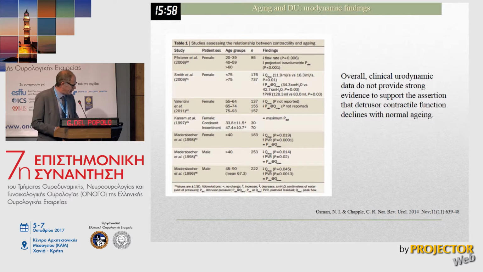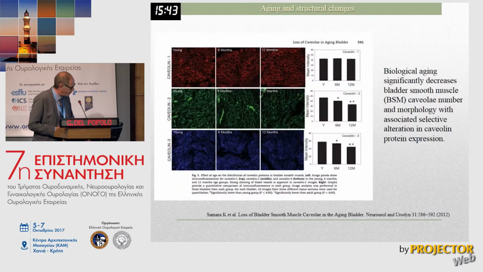But in this recent study of Osman and Chapple, the clinical urodynamic data do not provide strong evidence to support the assertion that detrusor contractile function declines with normal aging.